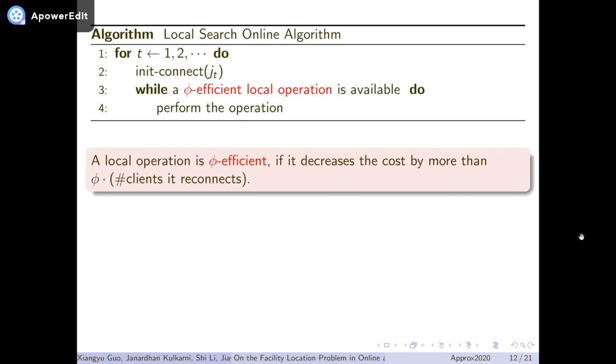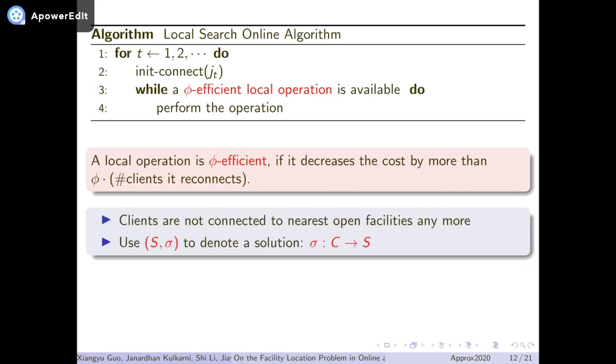Roughly speaking, each reconnection is required to reduce the cost by at least phi on average. Now, the client might not be connected to the nearest open facility anymore. This is because the reconnection to the nearest open facility might not pass the phi efficient criteria. From now on, we'll use S sigma to denote a solution. Sigma refers to the connection configuration, while S is the set of open facilities to manage those configurations.